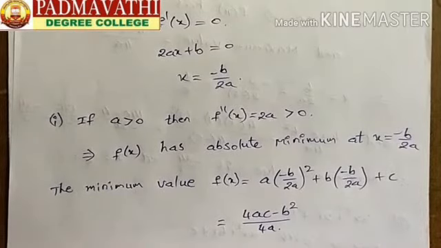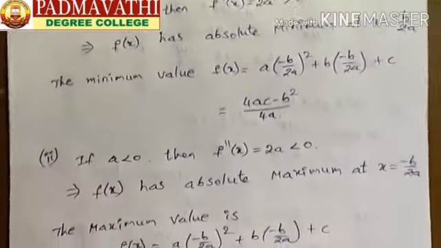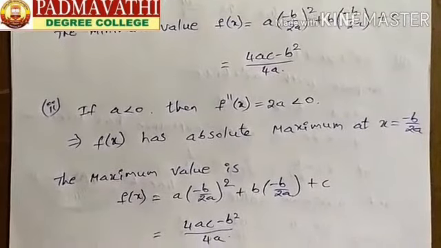If a is greater than 0, then f of x has an absolute minimum at x equal to minus b by 2a, and the minimum value is 4ac minus b square by 4a. Similarly, in the second case, if a is less than 0, then the second order derivative 2a is also less than 0. Why? Because a is less than 0, so 2a is also less than 0. So f of x has an absolute maximum at x equal to minus b by 2a.